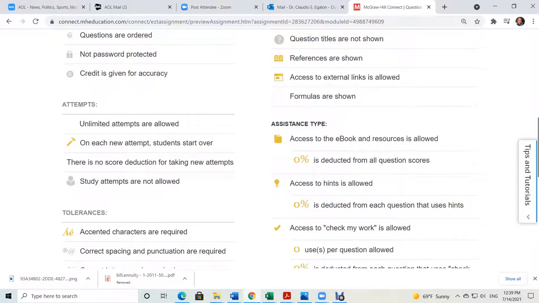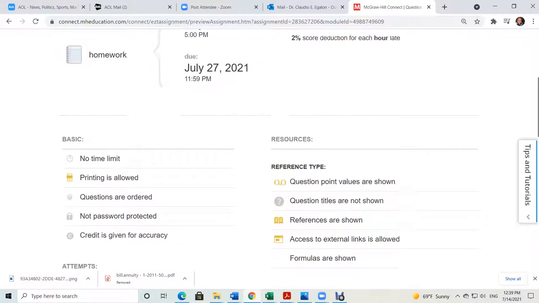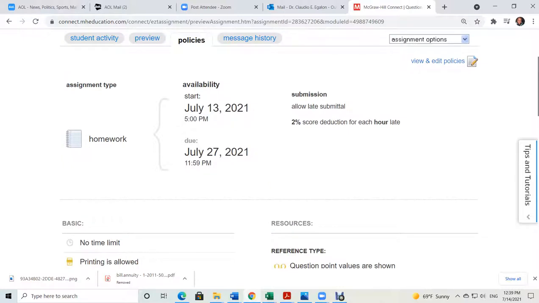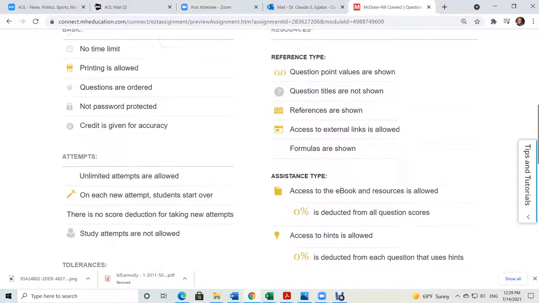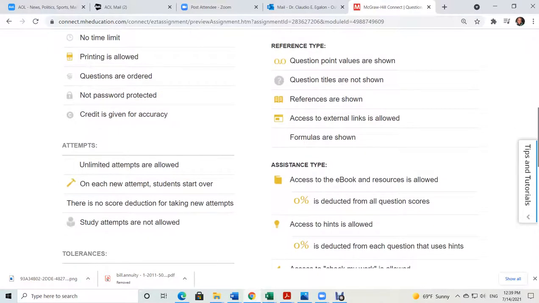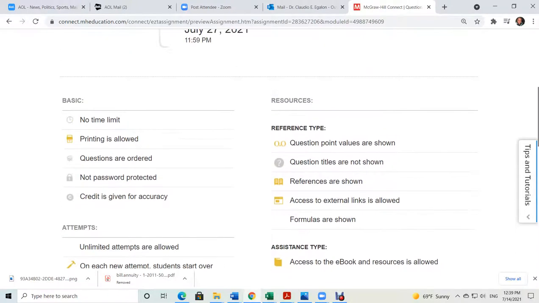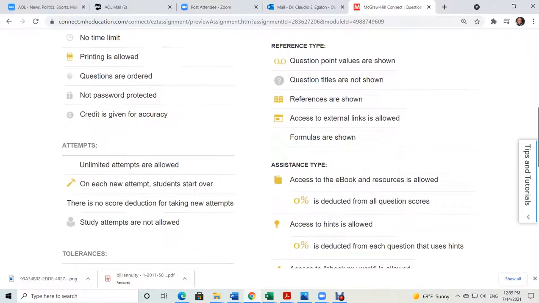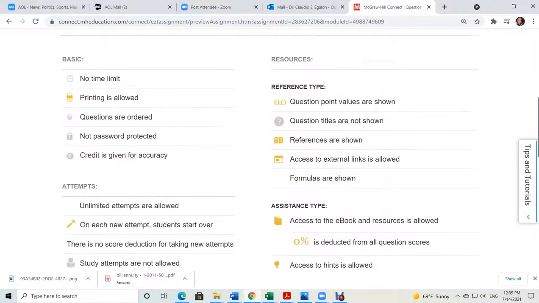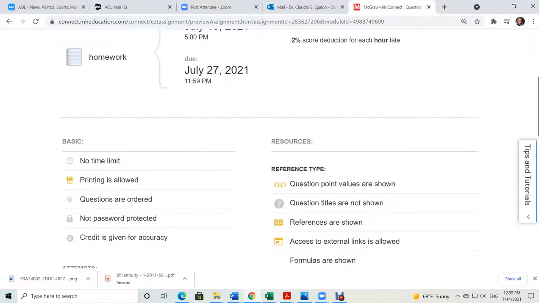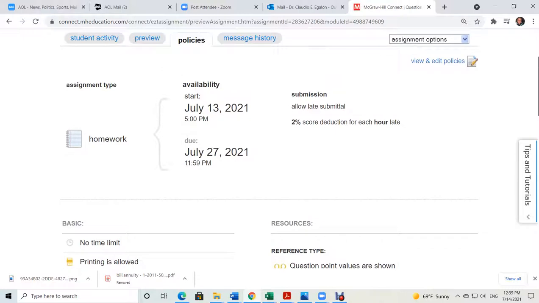I do not know. See, for some reason, whatever policies I set up here is not reflecting back there on whatever you're doing, right? Ask Connect and keep me posted on what's going on, why my policies are not being enforced in your attempts. Maybe it's a problem on their side, okay?